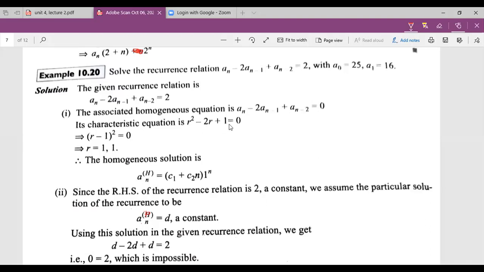So the roots of this equation: this is of the form a minus b whole square, so r minus 1 whole square is equal to 0. r is equal to 1, 1. So the roots are real and the same. So the homogeneous solution is a_n^(h) is equal to c1 plus c2 n into 1 power n. This is the homogeneous solution.